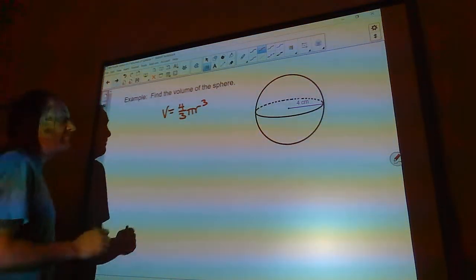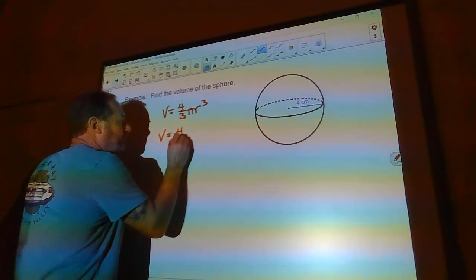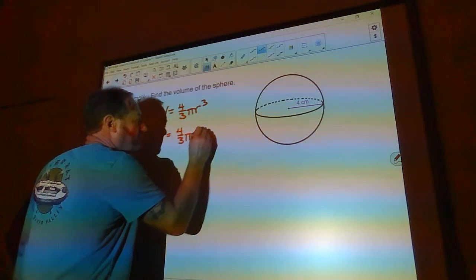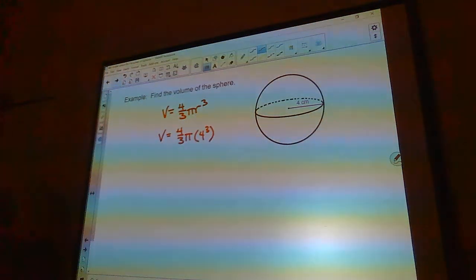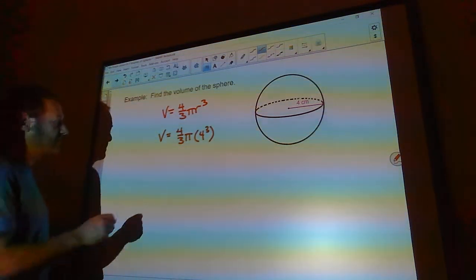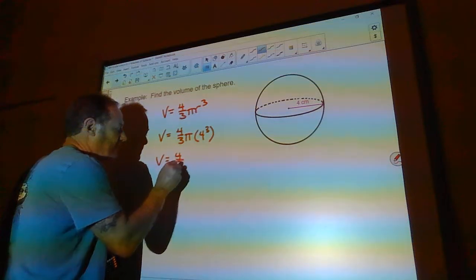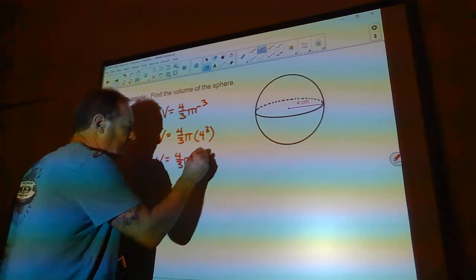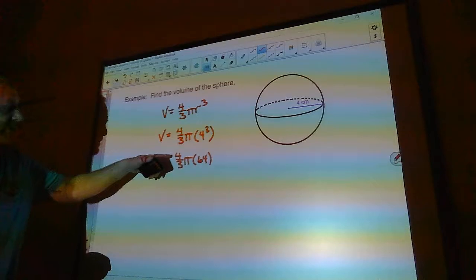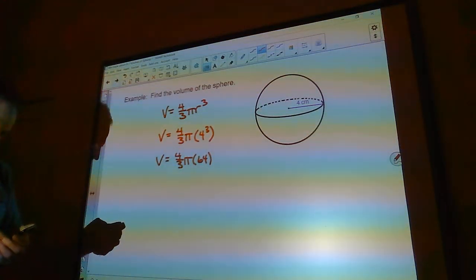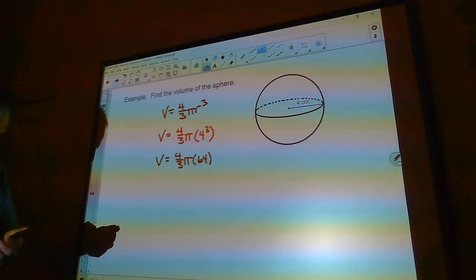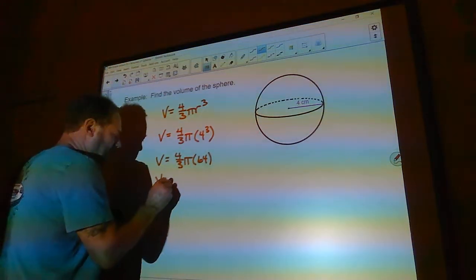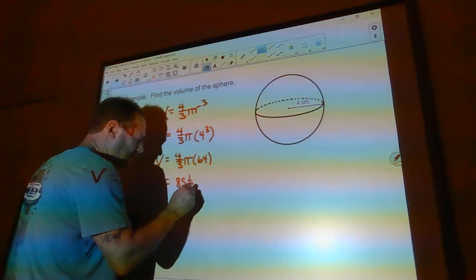Now my radius is going to be 4. So volume is going to be 4/3 pi times 4 to the third power. I'm going to get out my calculator at this point. This is going to be 4 cubed, that's going to be 64. Then 64 times 4 divided by 3. That's 85 and a third pi.